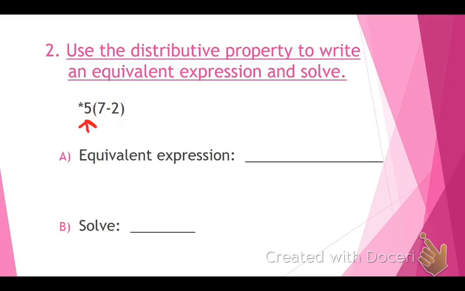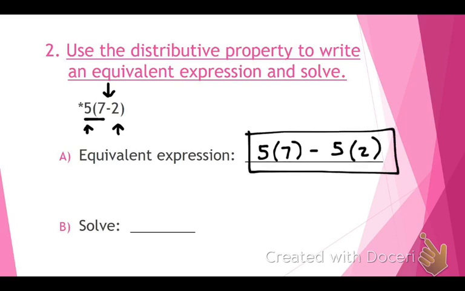So is there anyone who thinks that they can tell me what an equivalent expression to this would be? What do you think? 5 times 7 minus 5 times 2. Okay, 5 times 7. Excellent job, because you took this right here. 5 times 7. You kept your minus sign that you have there, and then you did this times this. That is correct. That is how you distribute it, and you write an equivalent expression. Great job.